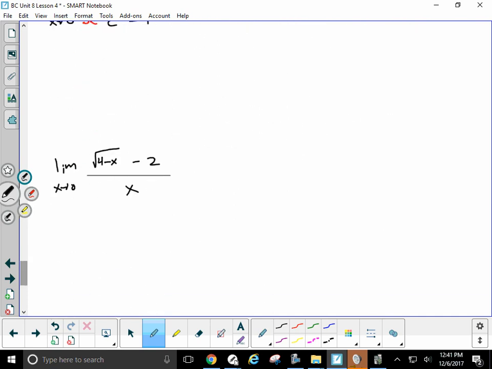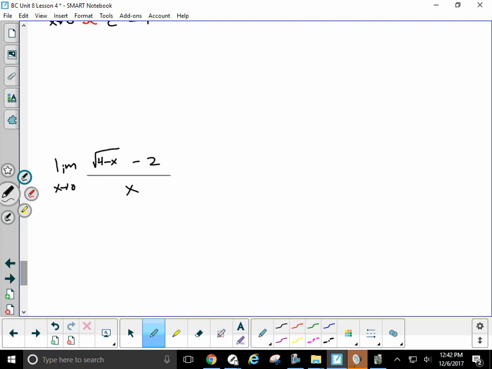Let's go to this one, which was in the page before that one. So root 4 minus x minus 2 over x. That's in the previous page. Sorry, I'm jumping you around. Oh, it's right above, actually. Okay, it's right up there.